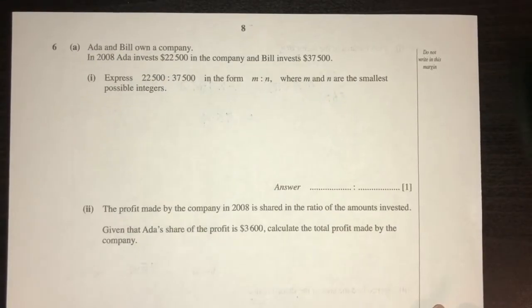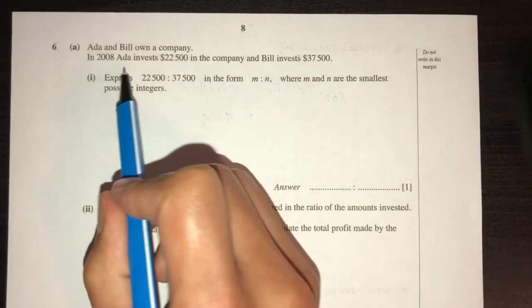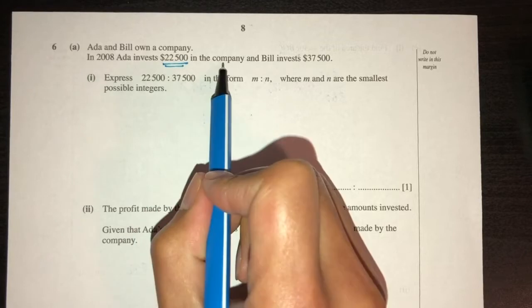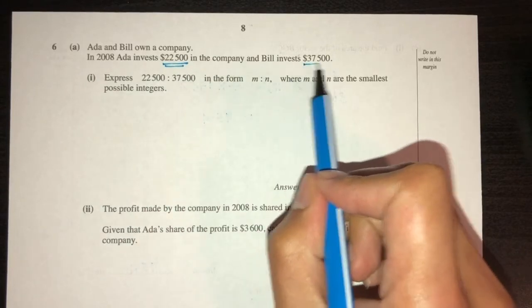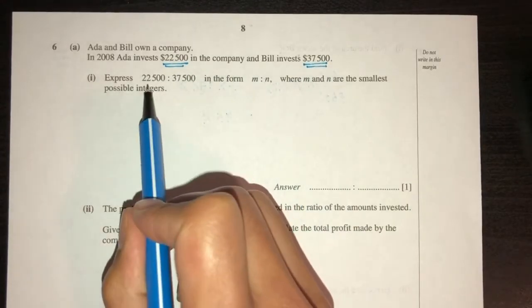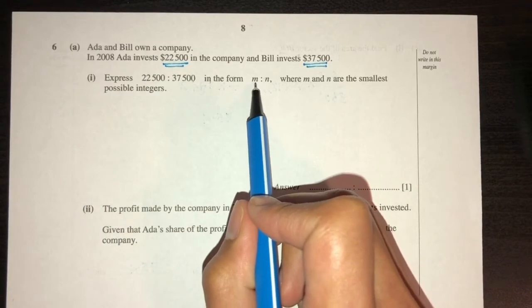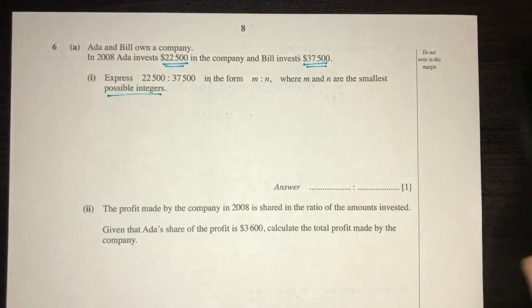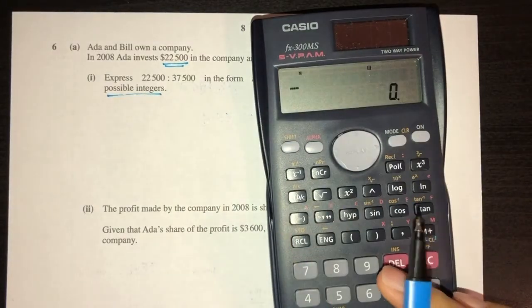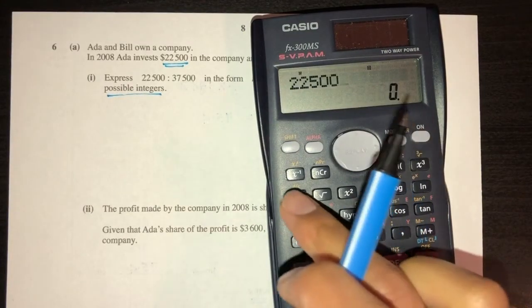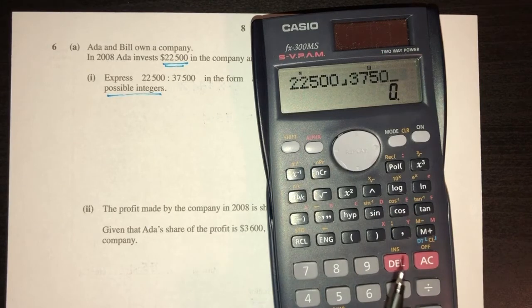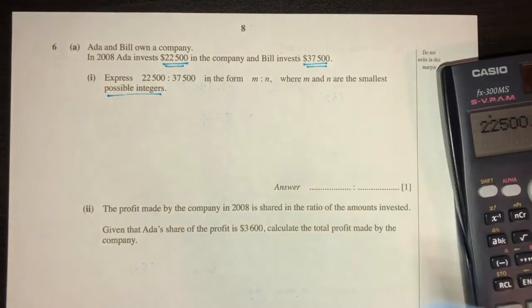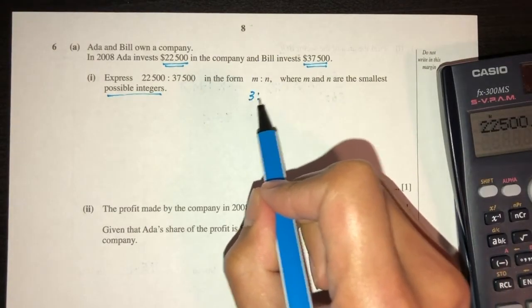Now, question number 6. Ada and Bill own a company. In 2008, Ada invests this much money in the company and Bill invests this much money in the company. Now express this in the form of m and n, where m and n are the smallest possible integers. So pretty easy. You can just do 22500 over 37500, that should give you 3 over 5. So 3 to 5.